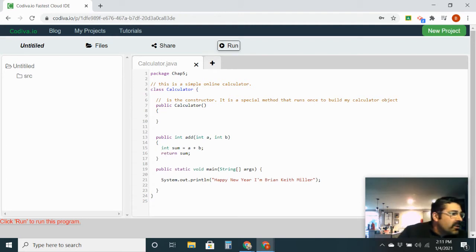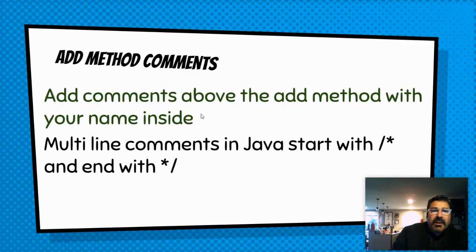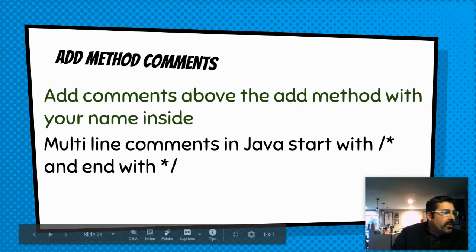All right, let's go back to the spiel and see what is next. Okay, add a comment above the add method with your name inside of it. And if you wanted to do a multi-line comment, you could. Probably don't need to, though.